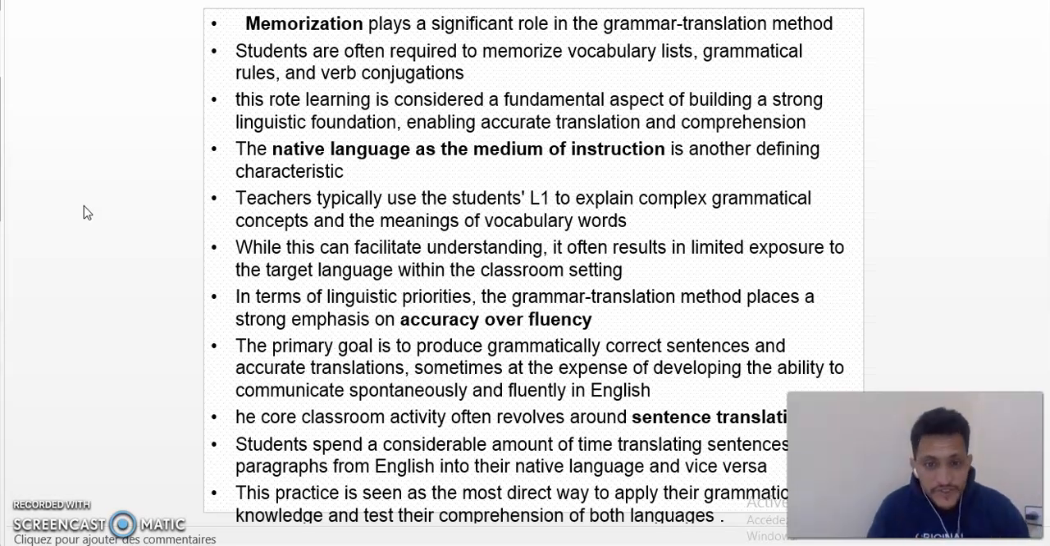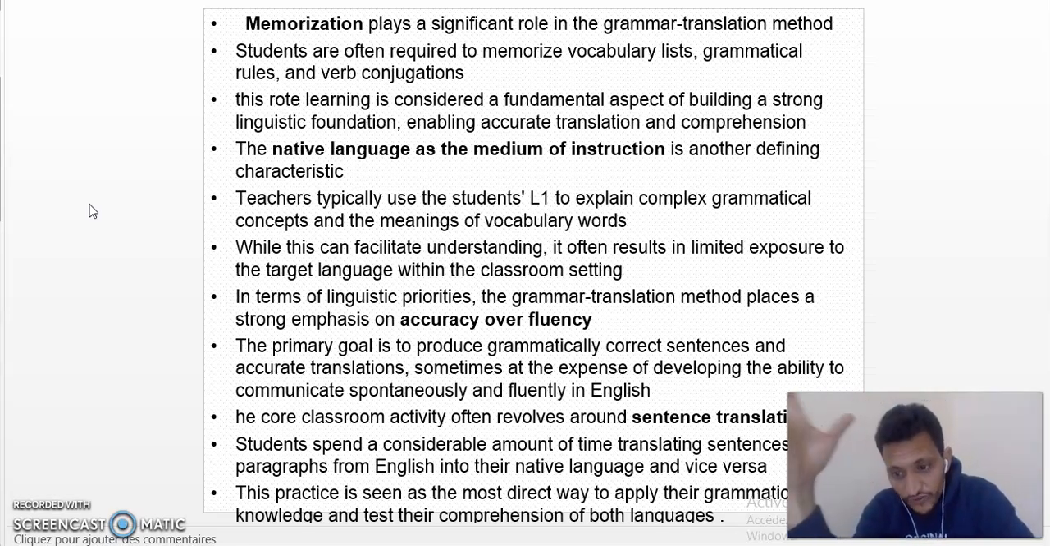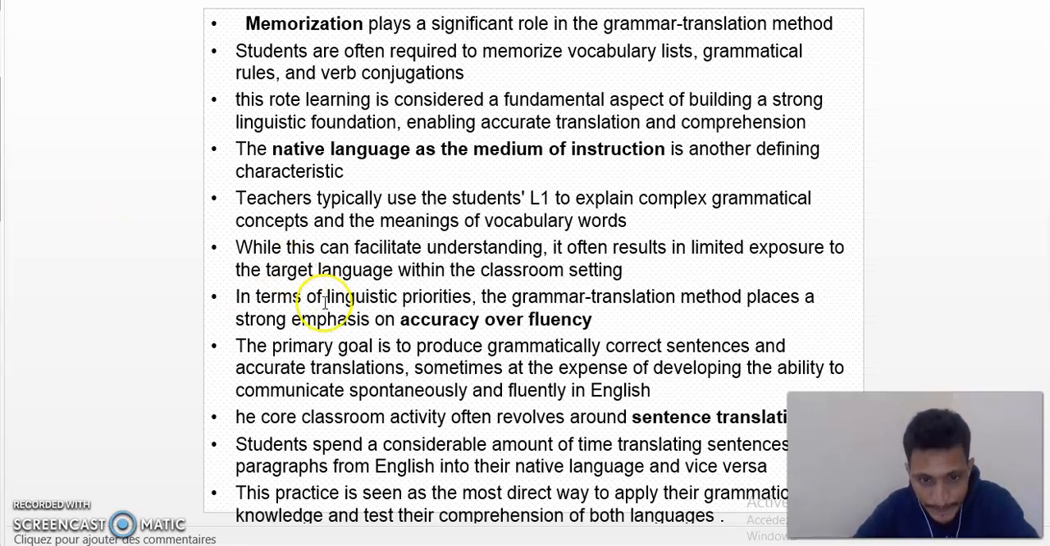In terms of linguistic priorities, the grammar, and also because all activities during this approach are focused on the written form of the language rather than the spoken form of the language. In terms of linguistic priorities, the grammar translation method places a strong emphasis on accuracy more than fluency.